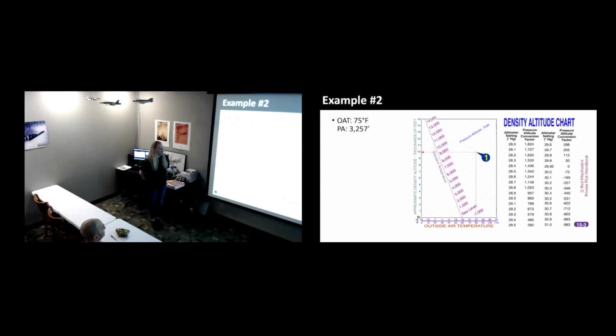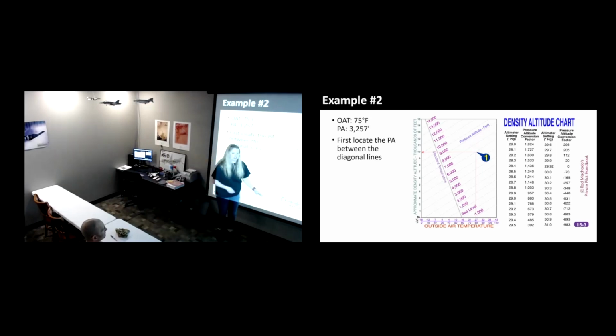So our next example: the outside air temperature is 75 degrees and our pressure altitude is 3,257 feet. We first locate the pressure altitude between the diagonal lines because it's not an even 1,000 feet. We call it interpolating. Has anybody heard that term before? It just means you're kind of averaging, you're guessing, basically. So we'll find the 3,000 line and go about a quarter of the way up, and we're just imagining that that's our new line.